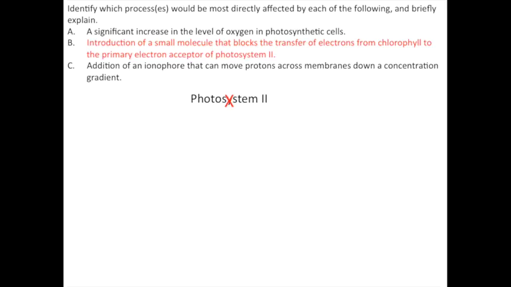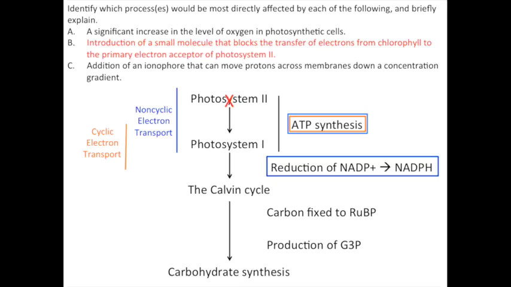Now, if we look back at our overview, we've blocked photosystem 2. So no electrons can flow through non-cyclic electron transport, and no NADPH will be made. This means that again, everything downstream would be affected. The Calvin cycle could no longer turn, so carbon fixation would also stop, and no more G3P or carbohydrates would be produced.